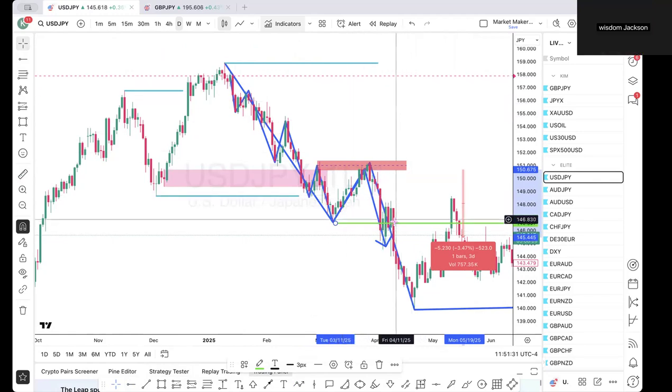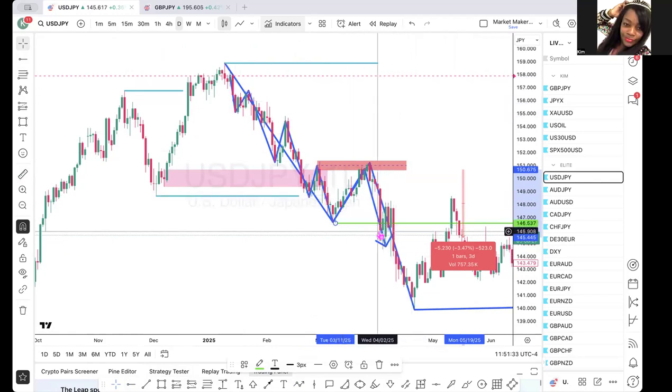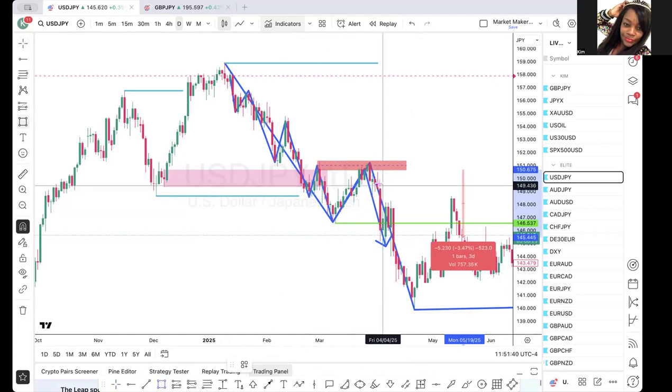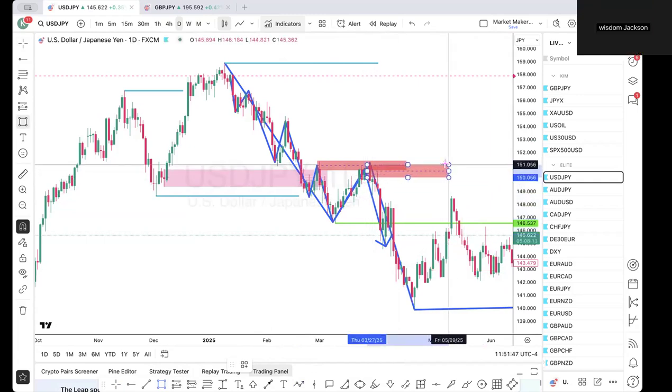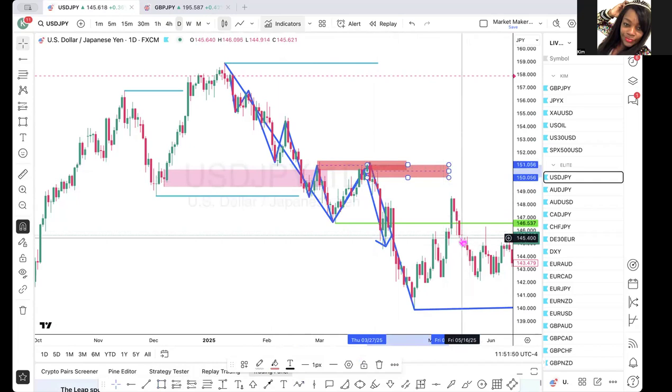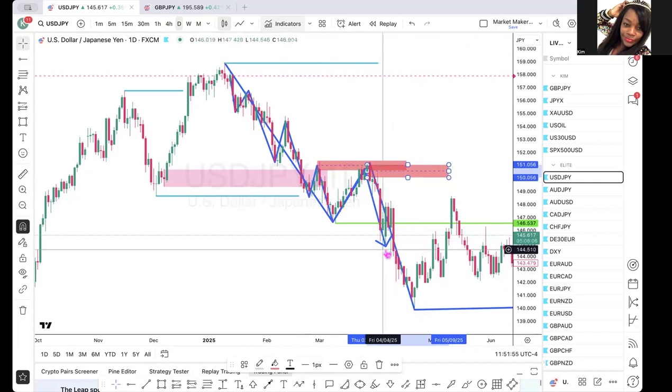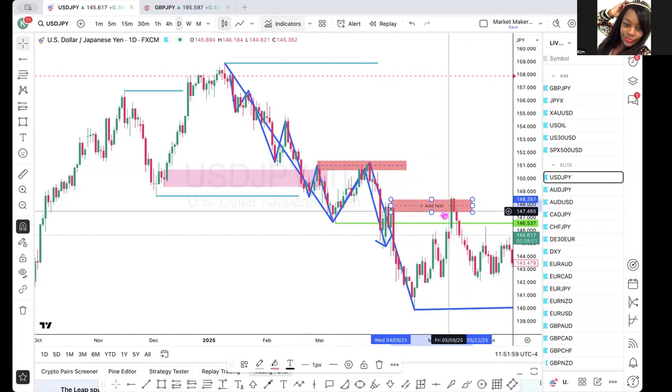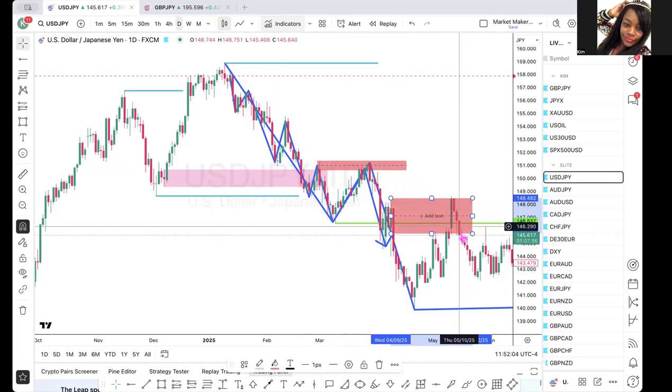But once price broke the low, broke right here, then you look for price to pull back into another supply zone to then sell. But it didn't pull back to there. It came and broke again. So now you look for price to pull back into another zone to sell again.